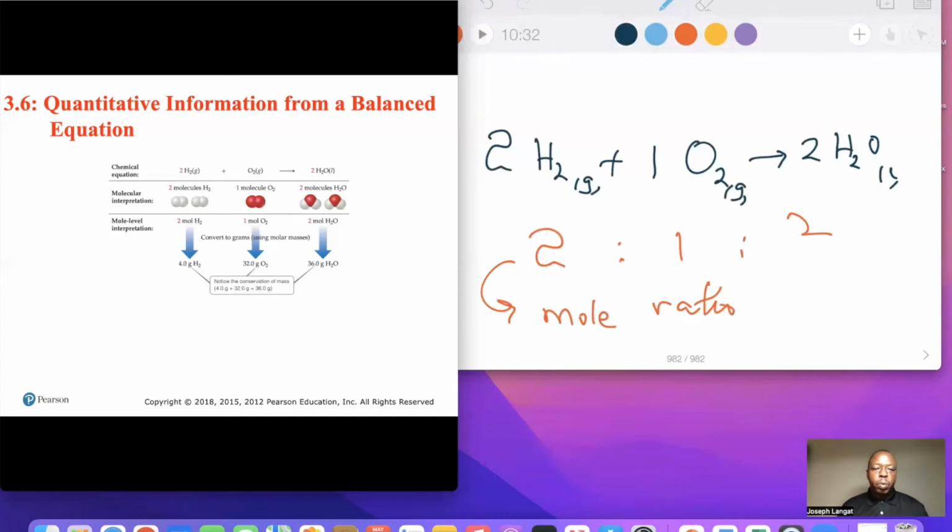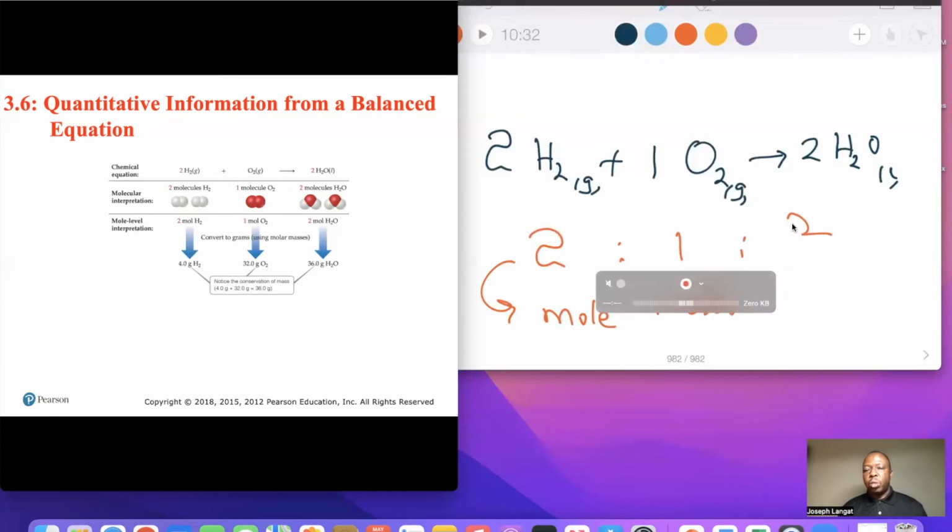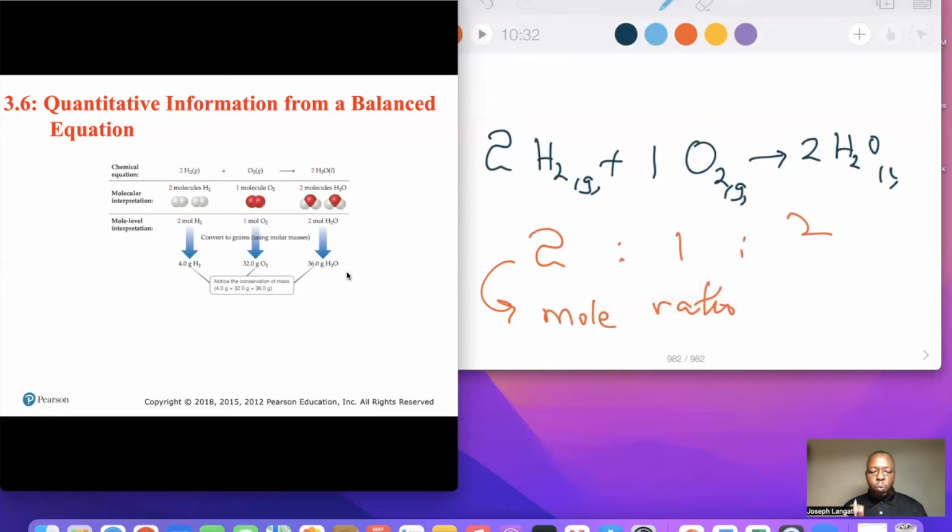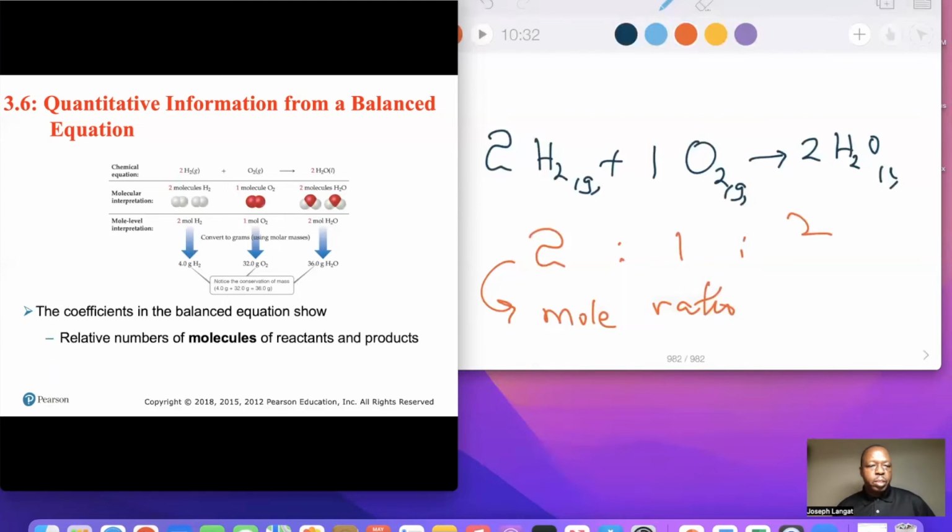It just tells us the mole ratio, not the grams. You cannot say 2 grams react with 1 gram to produce 2 grams. It's only the mole ratio, which we use in determining how much of each reactant can be consumed or product can be produced. They are the coefficients in the balanced equation. If you don't master balancing equations, you will struggle with the quantitative information you get from the balanced equation, even in the next section 3.7 on the limiting reagent.